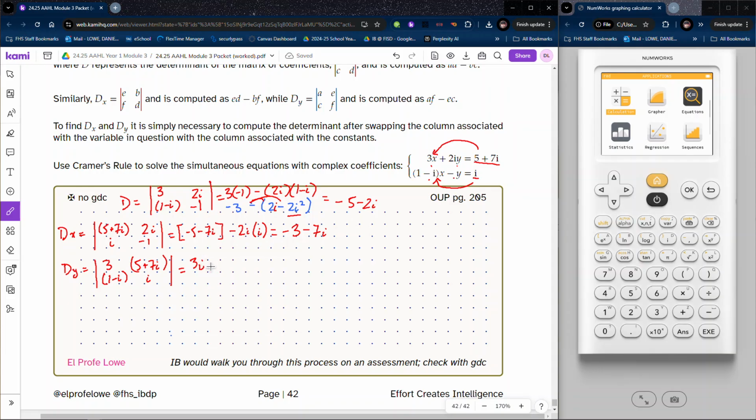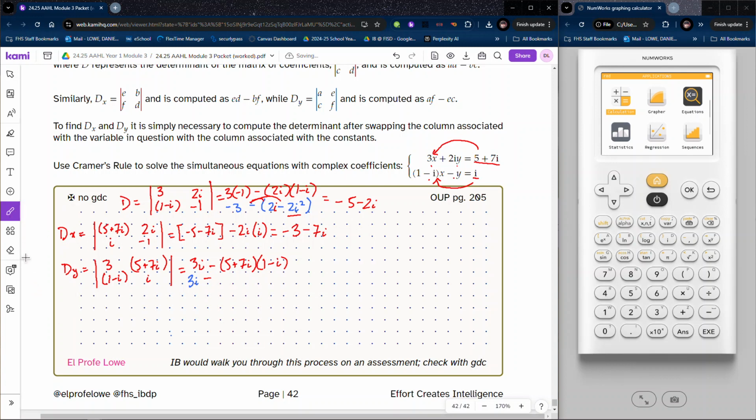And then I'm going to have minus 5 plus 7i multiplied by 1 minus i. So let's go ahead and make that computation. So I'm going to have 3i, and then make sure I pay attention to my negative.